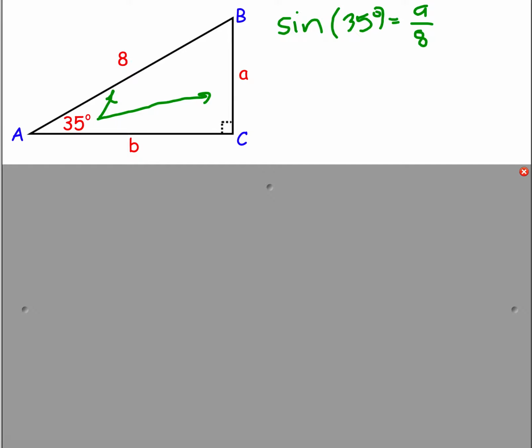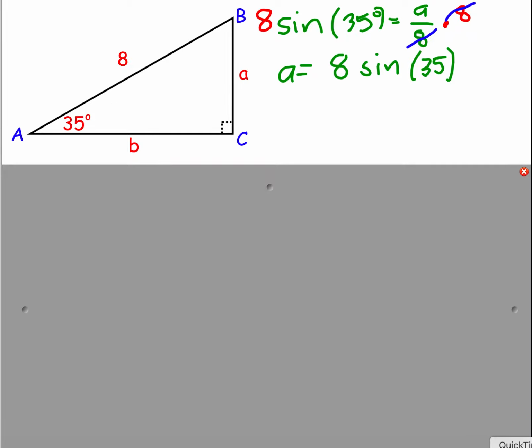Here's the cool thing about this. This is a solvable algebraic problem. I can actually solve this for A. Anytime I have a variable in a fraction and I want to get rid of that fraction, I need to multiply both sides by whatever is in the denominator of that fraction. Here we have A over 8. I want to get A by itself, so I need to get rid of this fraction. 8 is in the denominator, so I'm going to multiply both sides by 8. Over here, the 8's cross out, and what I'm left with is A equals 8 sine of 35. That's a number that I can find in my calculator. This is a way for us to find the length of A.